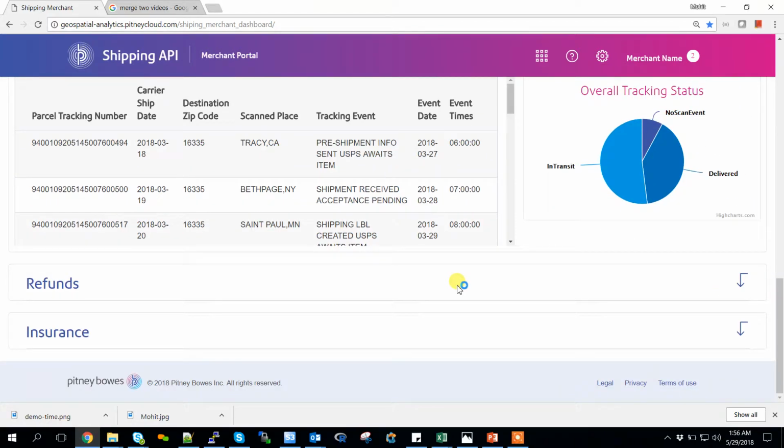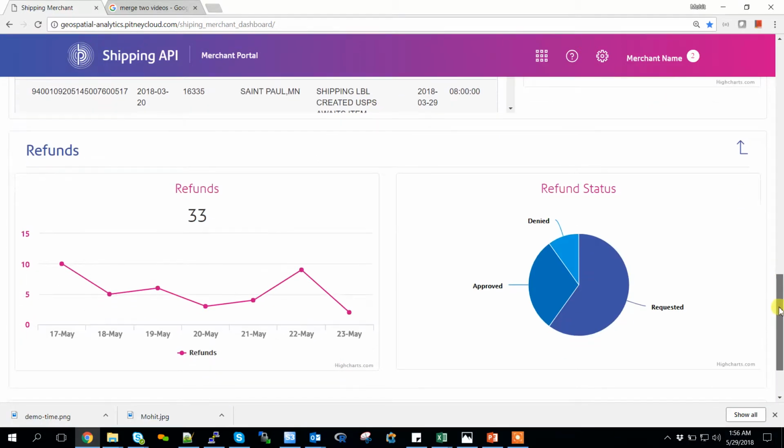So moving to the next section, we have the refunds information. So it basically talks about the refunds which a shipper filed in the last 7 days. So this particular graph talks about the change in the number of refunds over the last 1 week. And here, this particular pie chart talks about the refund status for all the refunds filed by that particular shipper. So it says that 30% of the refunds got approved. However, 60% are still in requested state, and around 10% of them got denied.